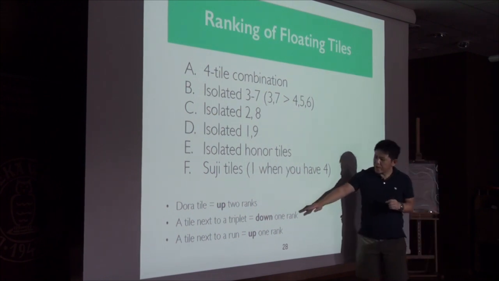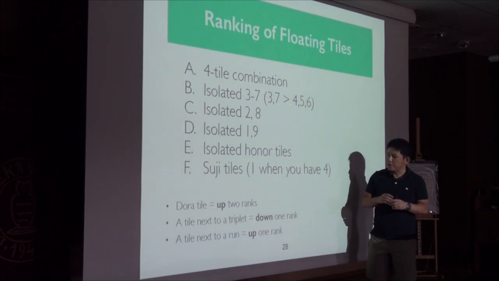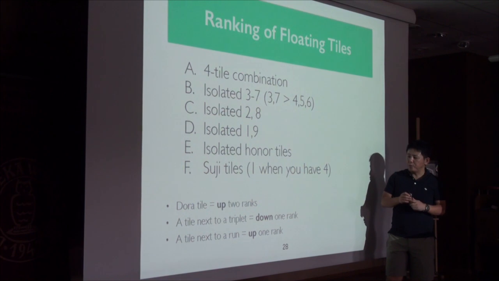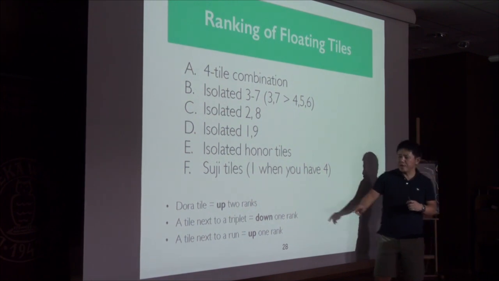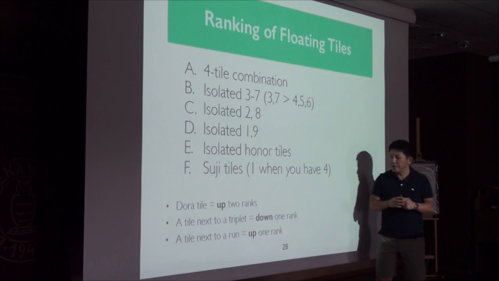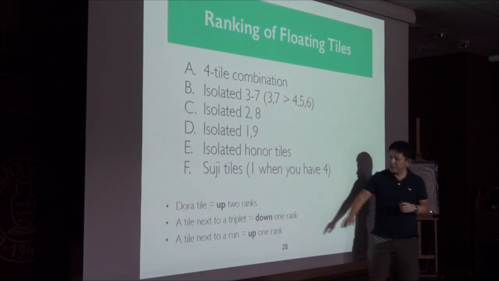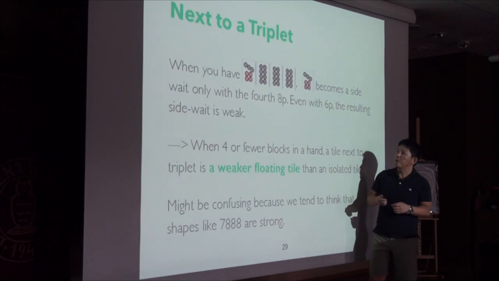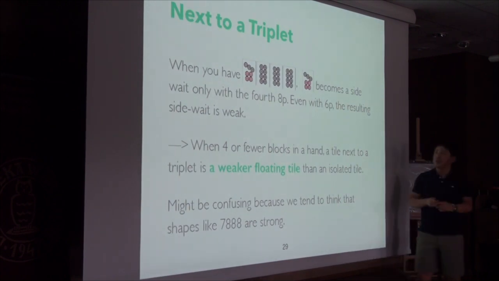The other two points are not as intuitive as the first point. A tile next to a triplet should mean down 1 rank. This may be a little bit confusing, so I'll explain it in a bit. And a tile next to a run is up 1 rank. So let's first talk about a tile next to a triplet.